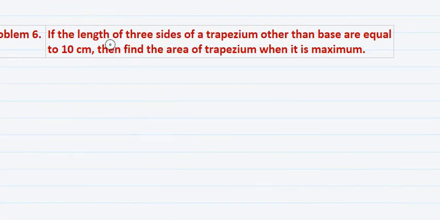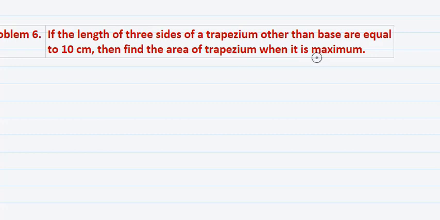So here is the next problem. If the length of three sides of a trapezium other than base are equal to 10 centimeter, then find the area of trapezium when it is maximum. Now I hope that you have understood the problem, what is given and what is to be found. Given is the length of three sides, and we need to find the area of the trapezium, and we have to prove that this area is maximum.